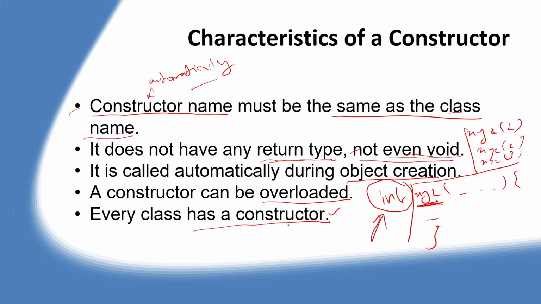So every class has a constructor, but what if we don't write a constructor explicitly in the class? We are not writing anything. Then Java provides a default constructor. If we are not writing a constructor, Java will assume it is calling the default constructor with no parameters. In the example we'll see how it works.